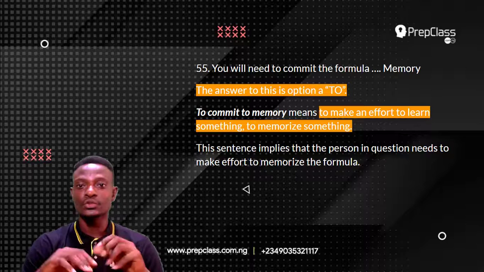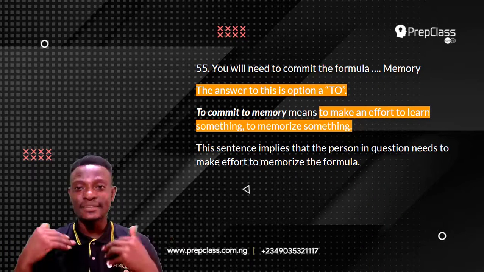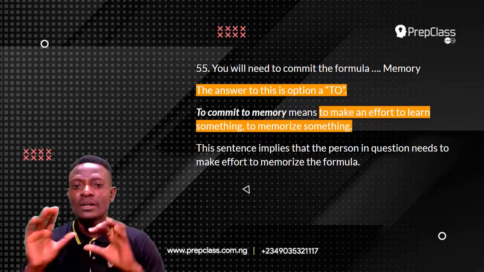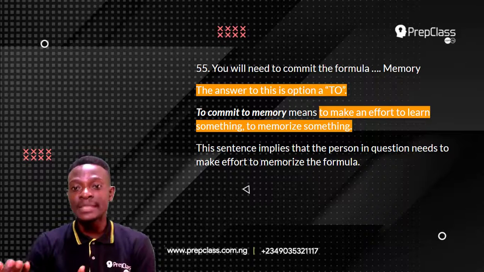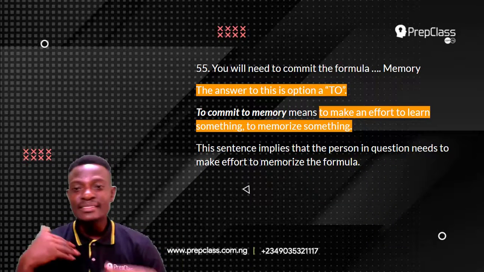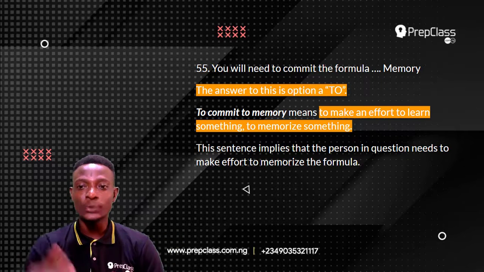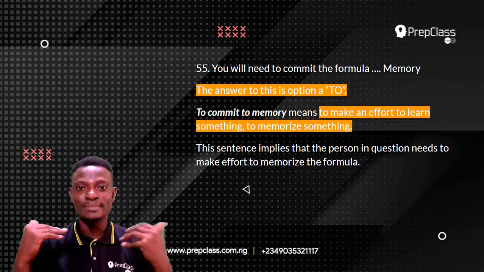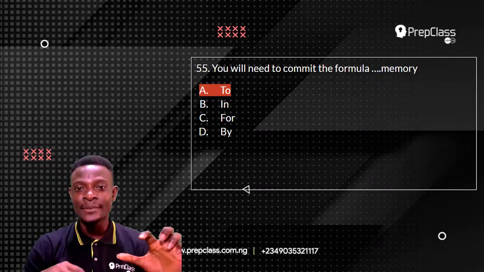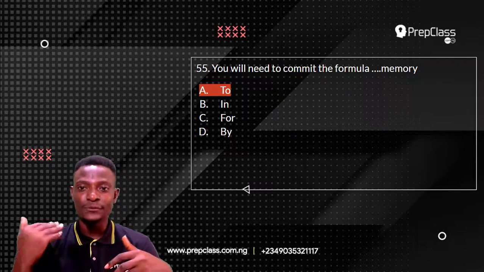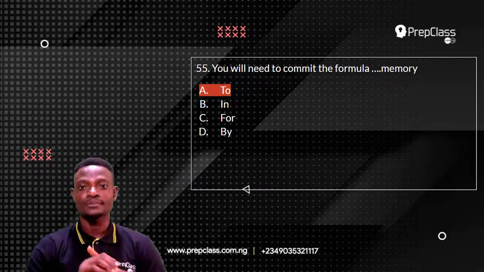Now, the answer to this question is option A, to. You will need to commit the formula to memory. Now, to commit to memory means to make an effort to learn something, to memorize something. This sentence implies that the person in question needs to make efforts to memorize the formula. So the answer is option A. You will need to commit the formula to memory.